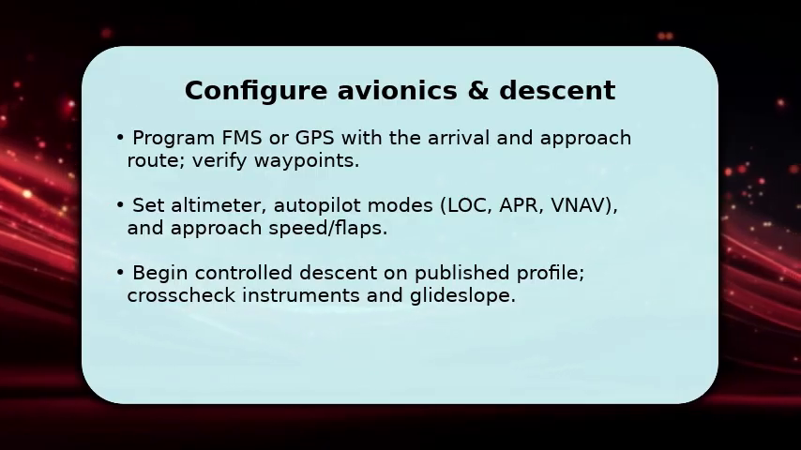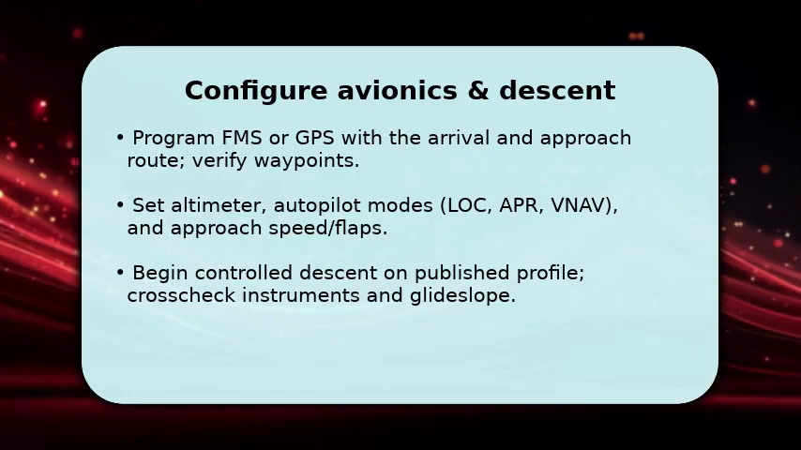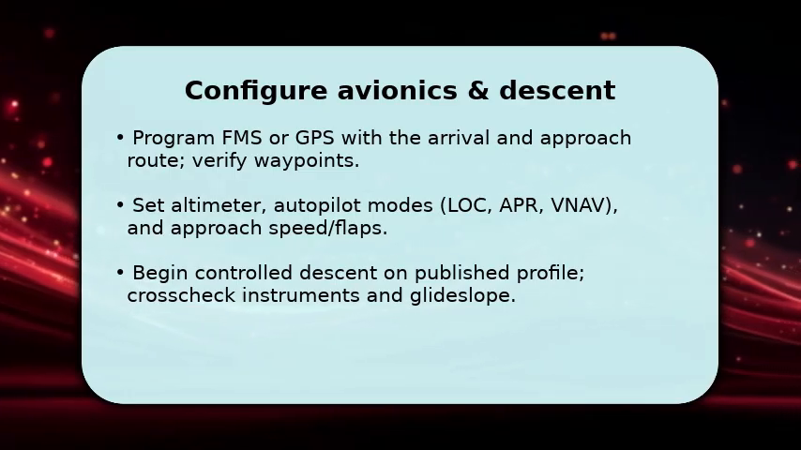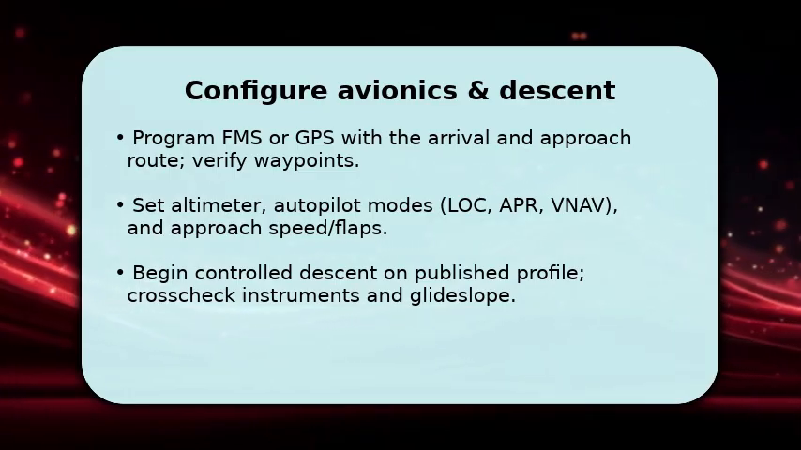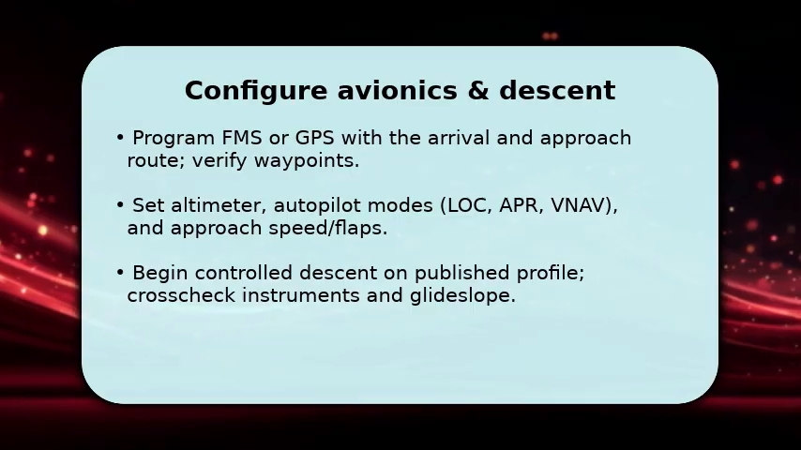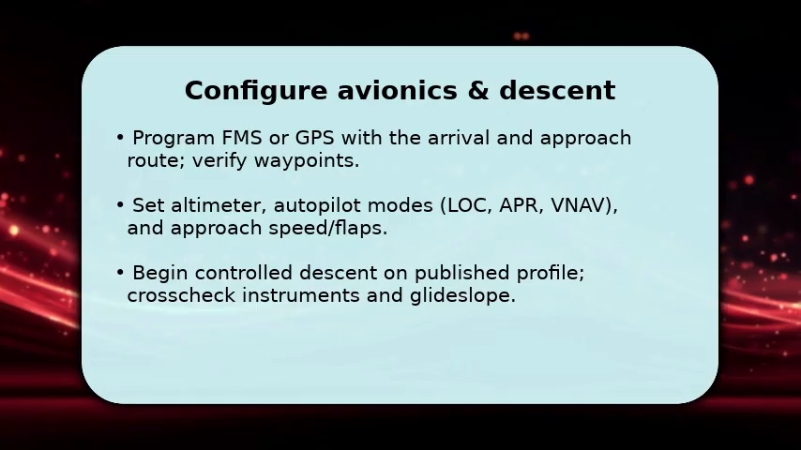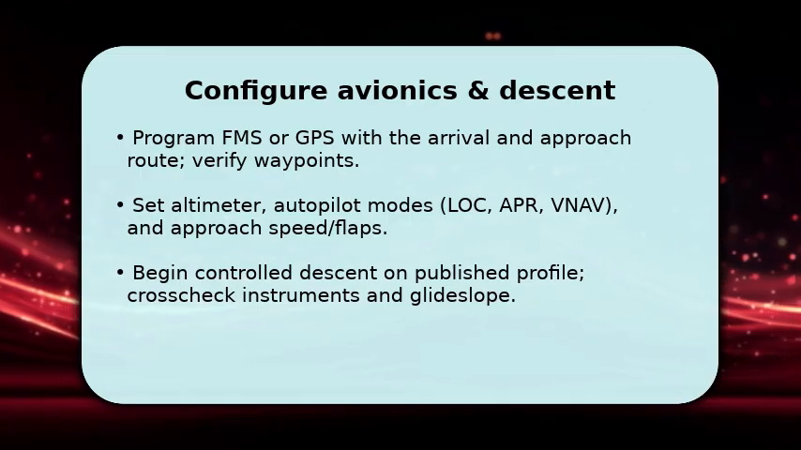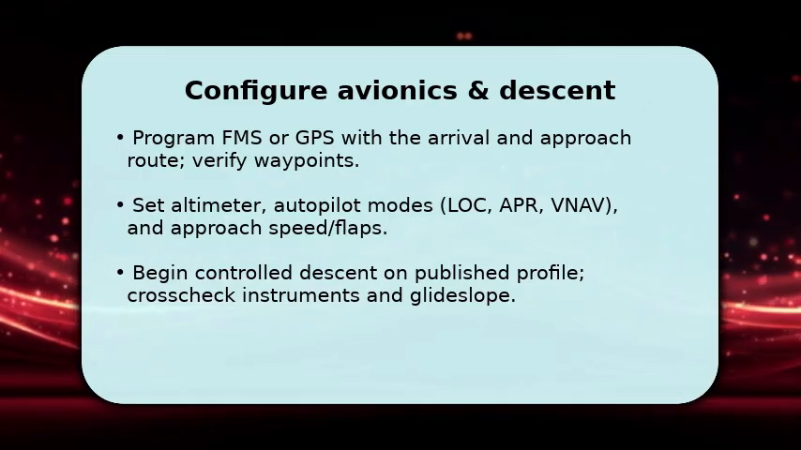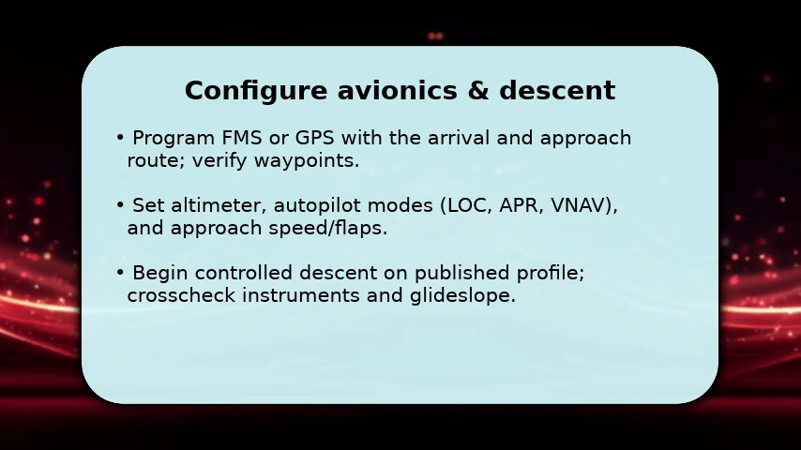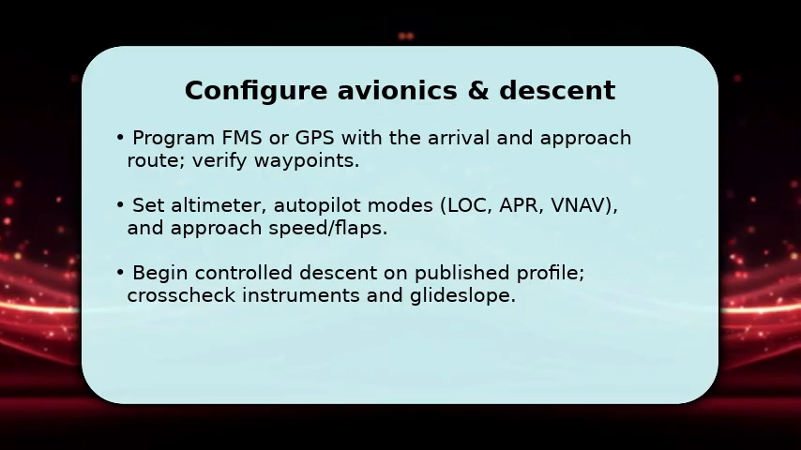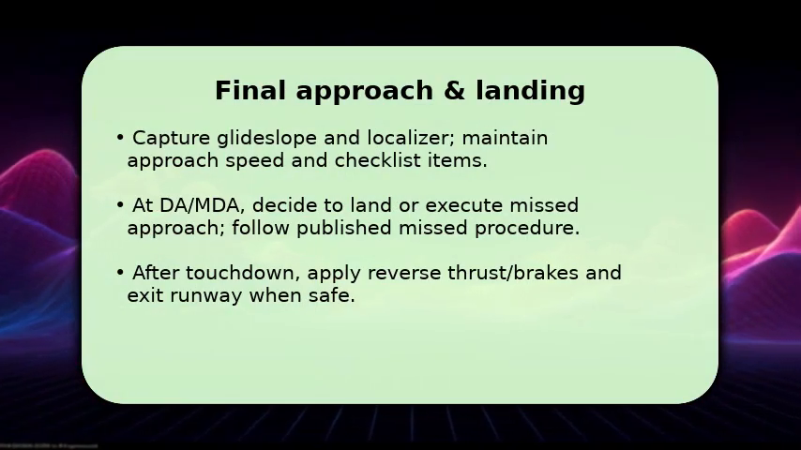Reduce speed gradually and configure flaps as recommended. This stabilizes the aircraft. While descending, continuously cross-check the nav instruments, glide slope needle, and distance to runway so you remain on profile. You fly the final segment by capturing the glide slope and localizer, trimming and flying small corrections to maintain stabilized approach speed and descent rate.